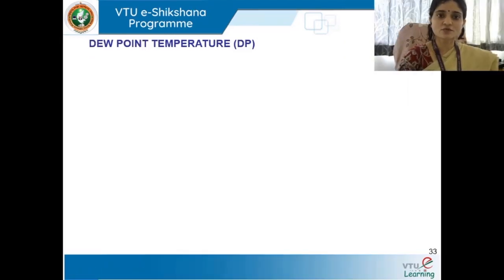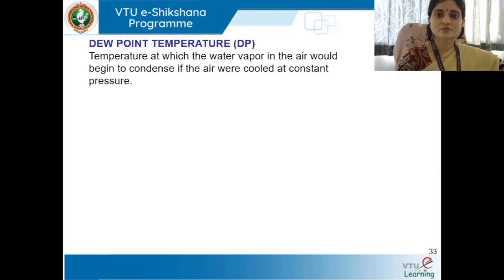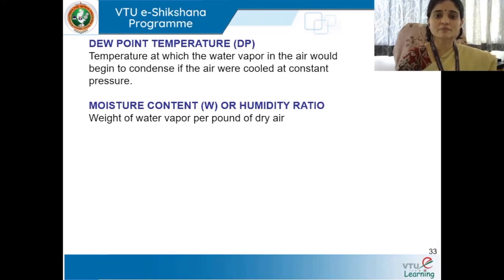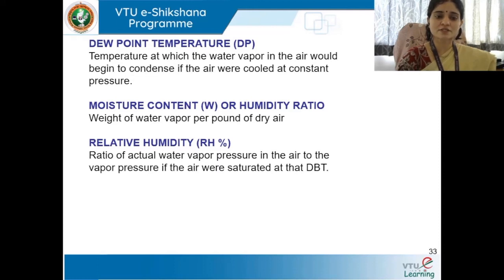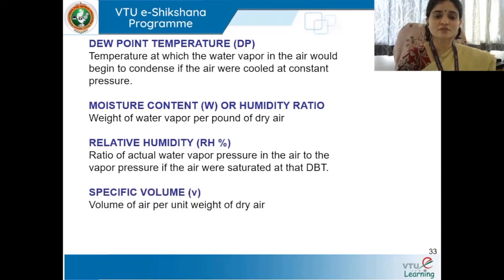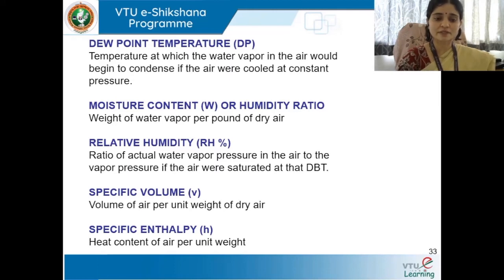The next terminology is dew point temperature. The temperature at which water vapor in the air would begin to condense if the air were cooled at constant pressure. This is what we notice on surfaces of objects when water begins to appear as dew. So, dew point temperature. Moisture content or humidity ratio is the weight of water vapor per pound of dry air. Whereas relative humidity, which is expressed as a percentage, is the ratio of actual water vapor pressure in the air to the vapor pressure if the air were saturated at that dry bulb temperature. Specific volume is the volume of air per unit weight of dry air. Specific enthalpy is the heat content of air per unit weight.